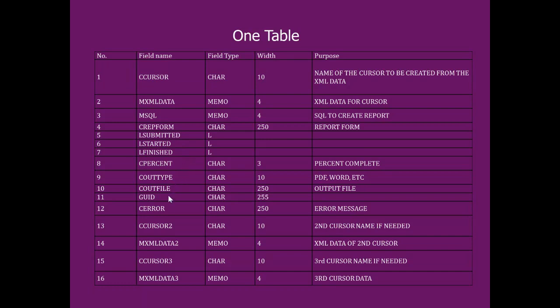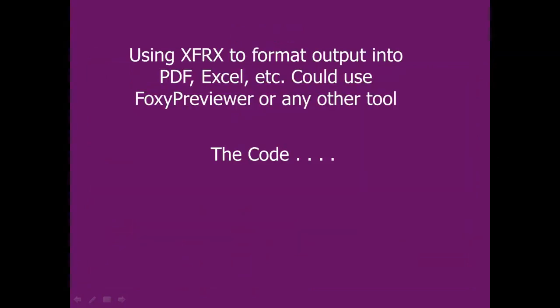a GUID, which we use for distinct identification of the table, an error message if there's an error, and we also have the ability to chain multiple reports together. You can chain a second and third report together if the need for that were to arise. And that's the table that's going to be populated.